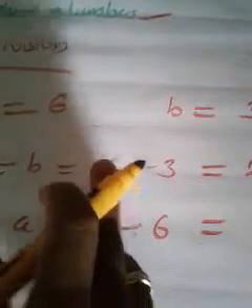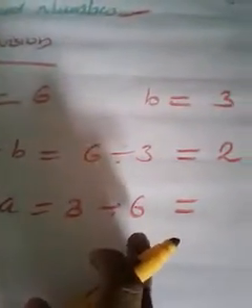3 divided by 6. Let me remind you, 6 divided by 3 and 3 divided by 6 are different. 6 divided by 3 you have to do in this way: 6 divided by 3. 2 3s are 6. The answer will be 2.